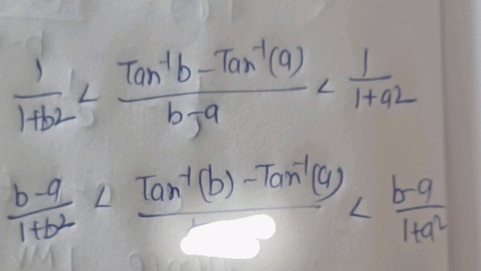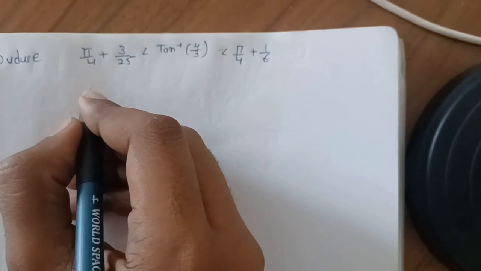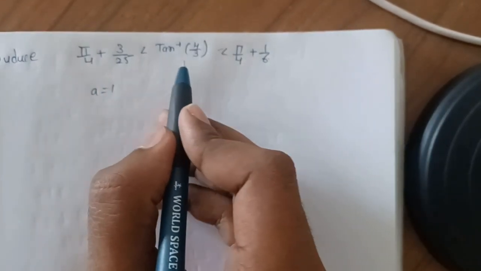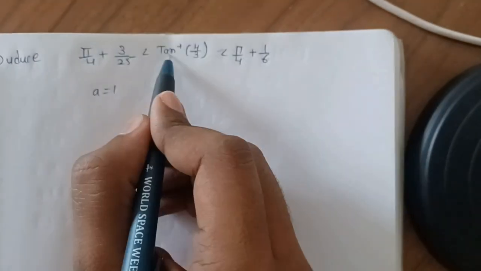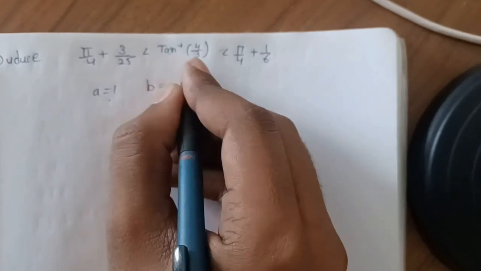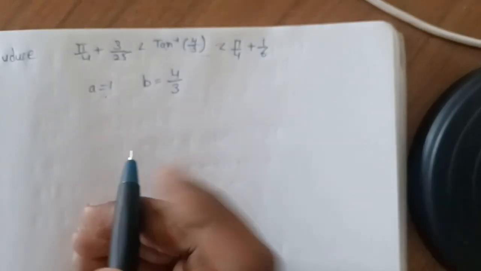Then the problem has some more. Then we have to deduce the value. From the above equation we have to take the value of a, that is 1. Why? Because tan inverse of pi by 4 becomes 1. So next, b is equal to tan inverse b. Here the b value is 4 by 3. Then we substitute these values in the above equation that we deduced.